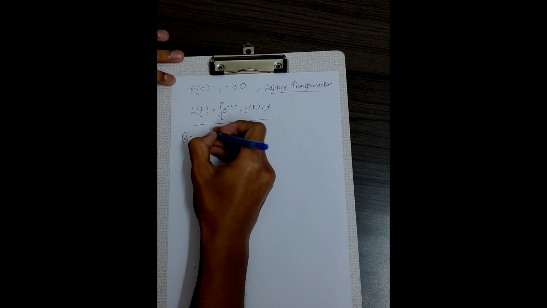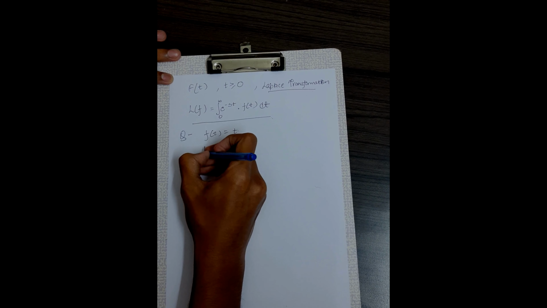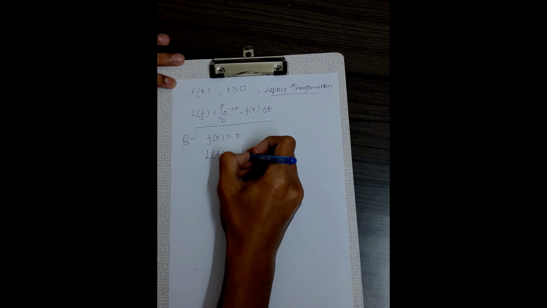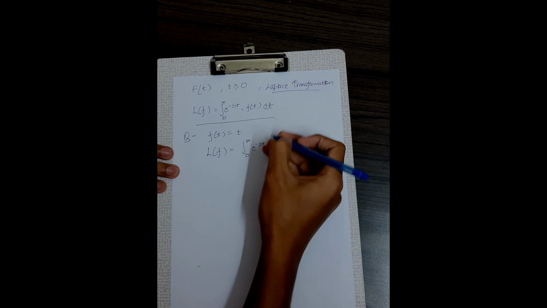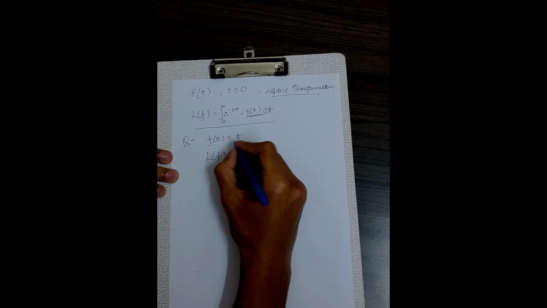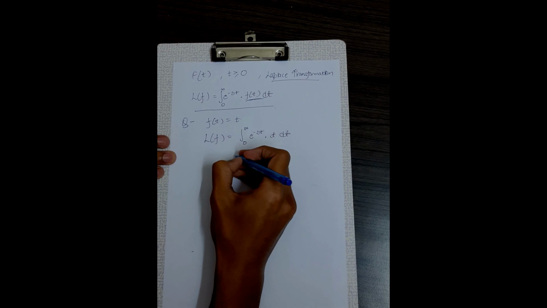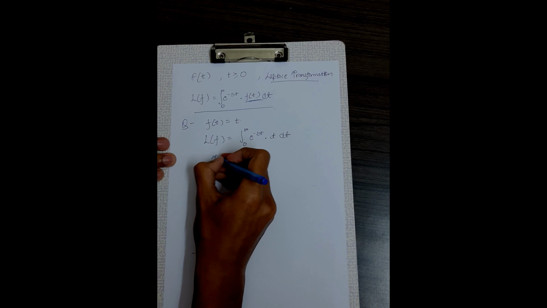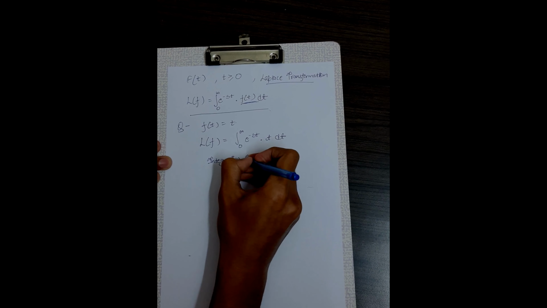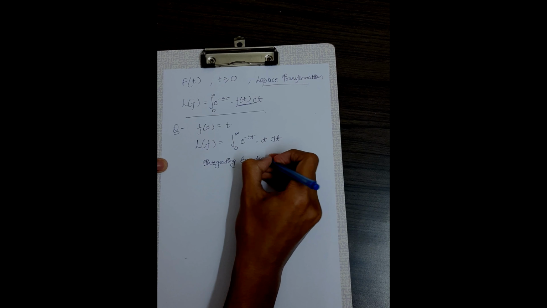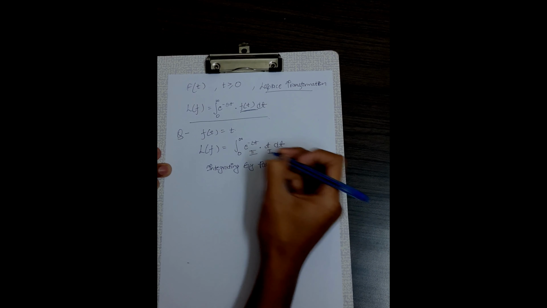Now in our question we are given f(t) equals t. So for this we do the Laplace transformation, where it is integrated from 0 to infinity of e to the power minus st, and here it is f(t), and our f(t) is t, so we use t dt. Then simply integrating it by parts, let's say this is 1 and this is 2.